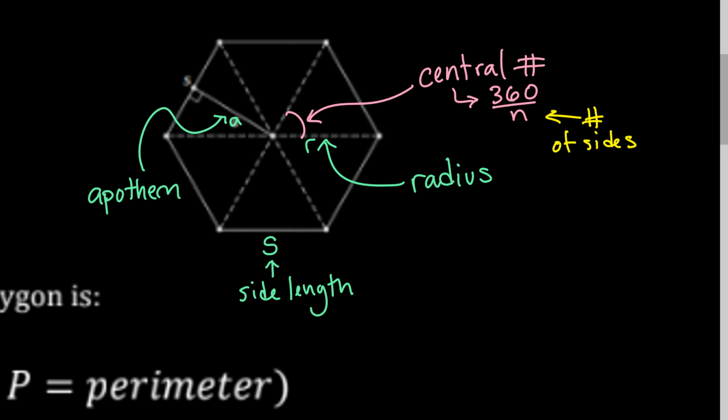Also, on this polygon, how would we find perimeter, that big P? Yes, you multiply the side length by the number of sides, S times N.